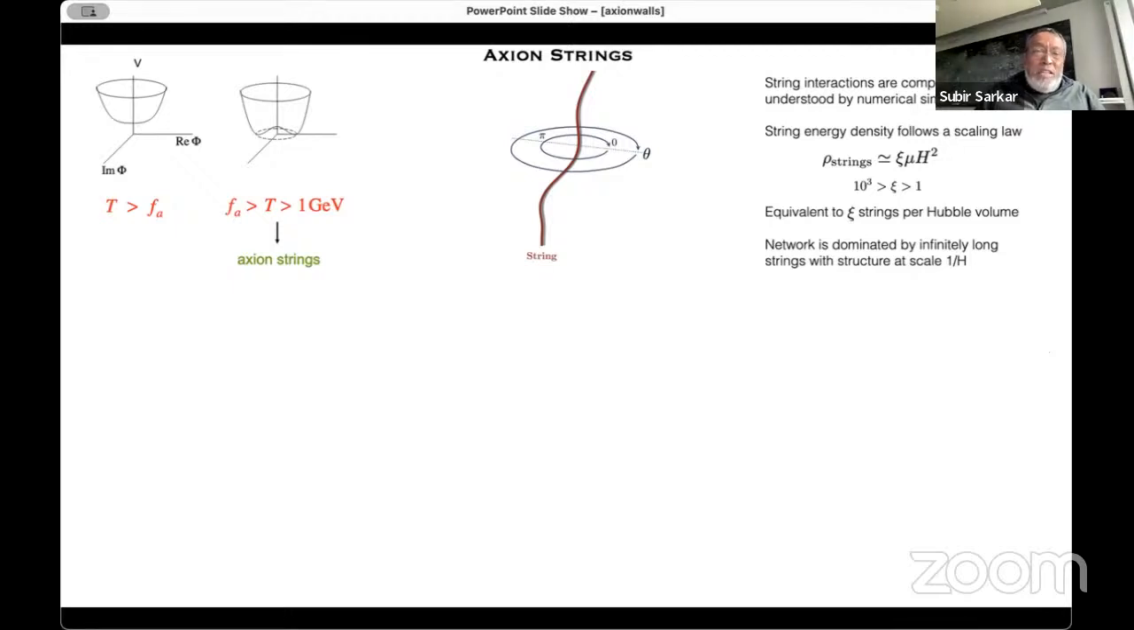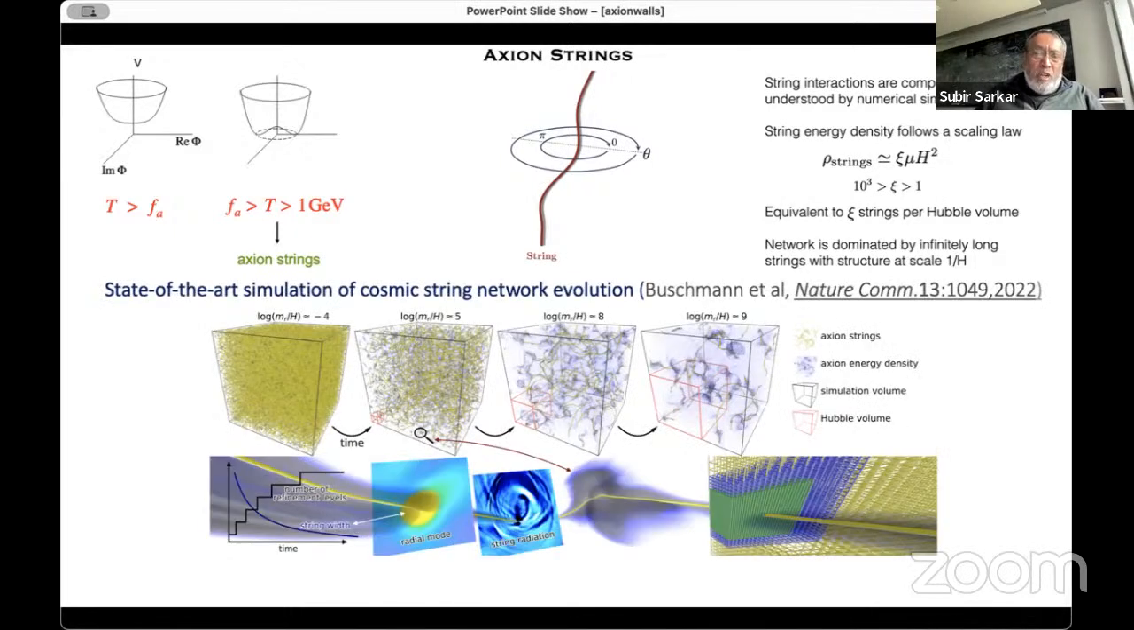And strings are actually amazing objects. If you go around them, there is a chunk of space-time missing, proportional to G times mu, where mu is the string tension. And typically in a cosmological simulation, we find that there are between 1 and 1,000 strings per Hubble volume, but the only scale in the problem is the Hubble radius. So typically you would only get structure on that scale in the cosmic string network. Now, I could spend a whole hour just talking about how these simulations are done, but my focus is elsewhere.